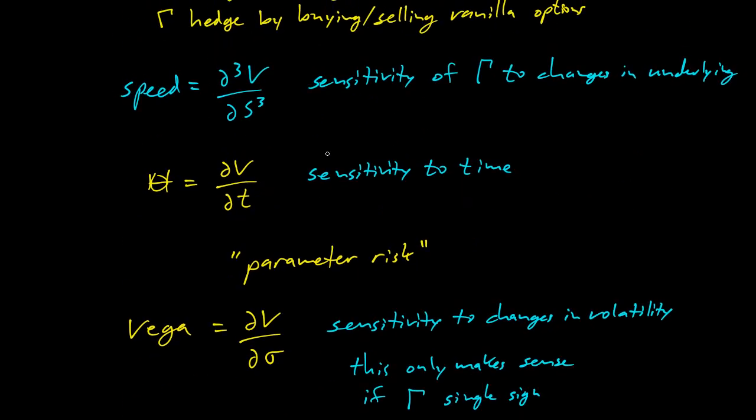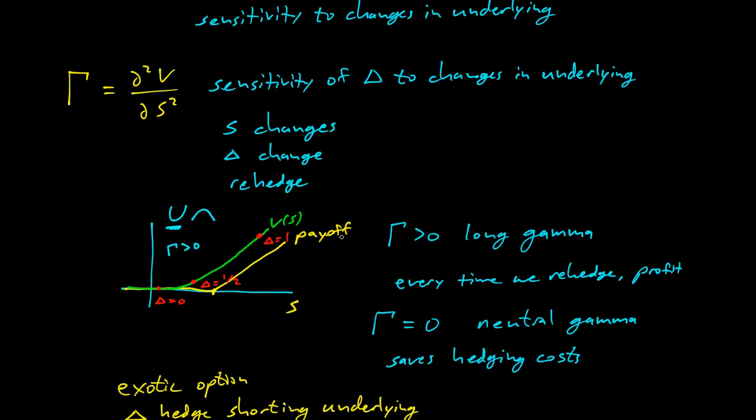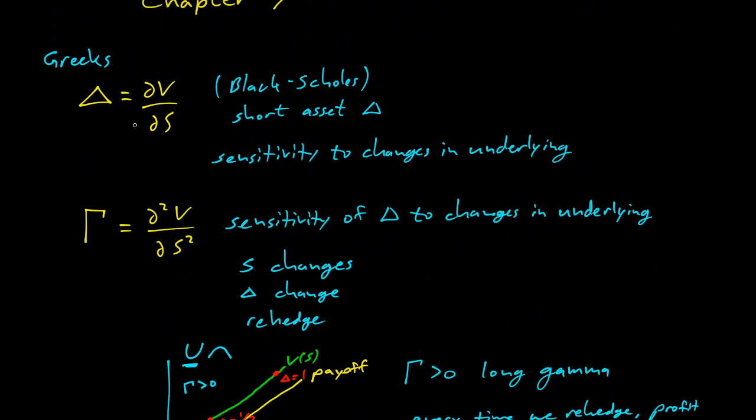So the Greeks are a way to talk about option pricing, and they actually give you a way to think about how to implement hedges. So that's pretty neat.